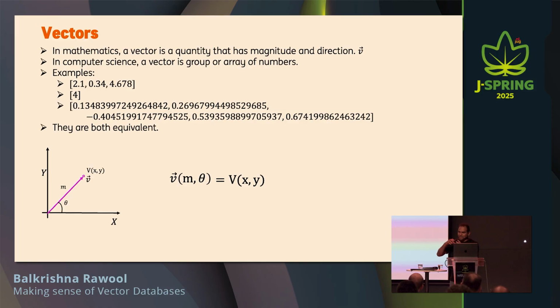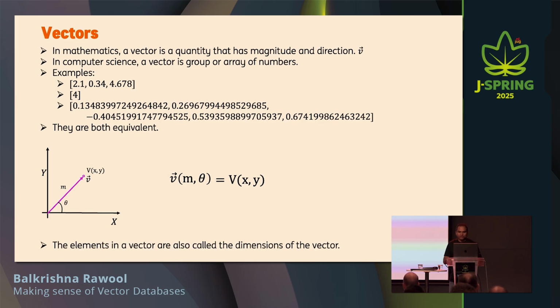In fact, if we extend this analogy, we can also see that a vector which is in three-dimensional, four-dimensional, or even higher dimensional space can be represented by a vector with magnitude and direction. The direction there would be not a single angle theta, but would be a bit more complicated, but we would still have a vector with magnitude and direction. And the elements in a vector are also called as dimensions of the vector. Now, that is because a vector in n-dimensional space can be represented with n different numbers, and therefore those numbers are called dimensions of the vector.